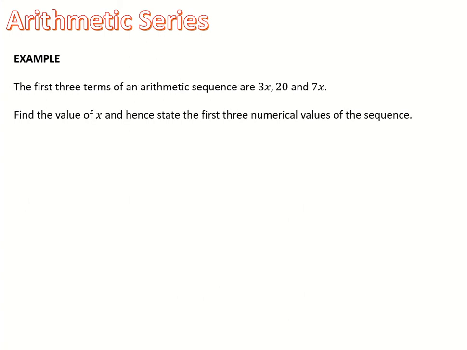The first 3 terms of an arithmetic sequence are 3x, 20, and 7x. Ooh, this one's a bit different. Find the value of x and hence state the first 3 numerical values of the sequence. What we're basically saying is the difference between these two must equal the difference between those two, and we can create 2 equations from that. So 20 minus 3x and 7x minus 20 have the same difference, hence we can get an equation from them.